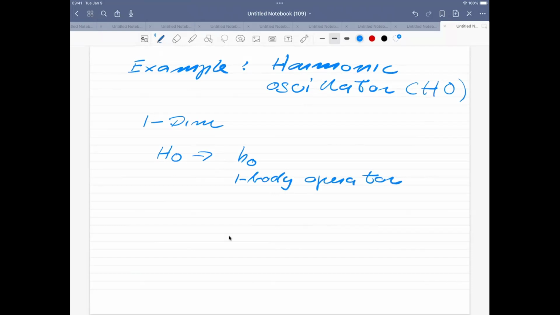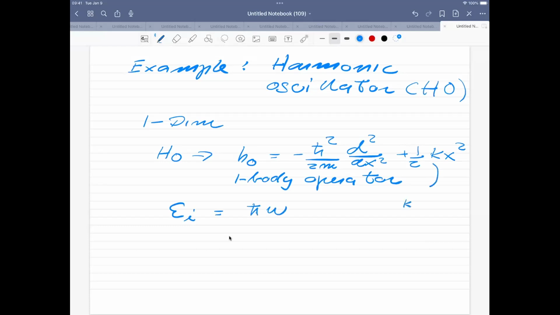And when I use the uppercase letter, then it's undefined, but it's normally a many-body operator. So in this specific case, the operator would look like minus h bar squared divided by 2m times a second derivative, we are just in one dimension, plus the harmonic oscillator potential, where I have some parameter k times x squared. And in this case, the energies are defined by h bar omega, which is the oscillator frequency. The parameter k is proportional to the oscillator frequency and the mass of the particle.